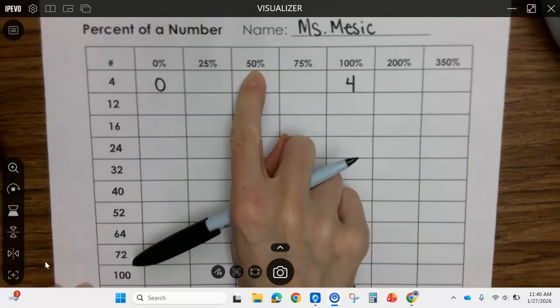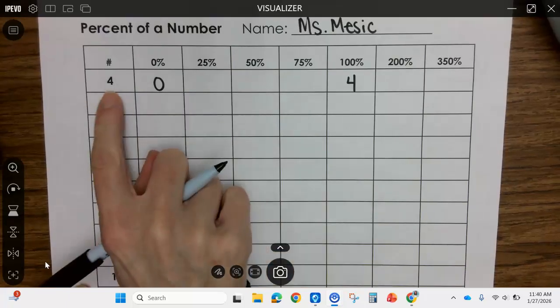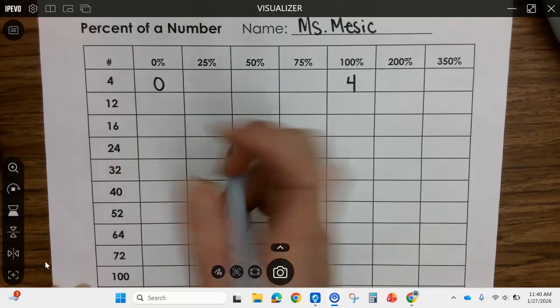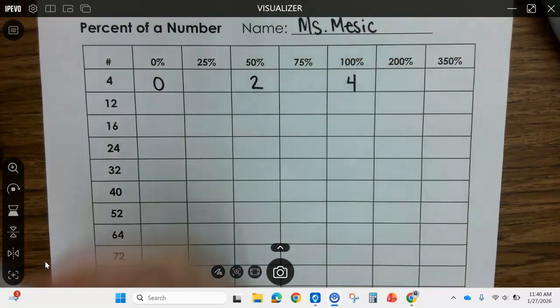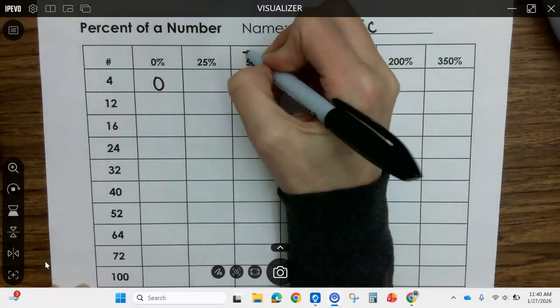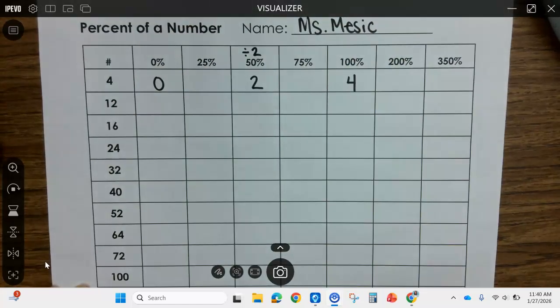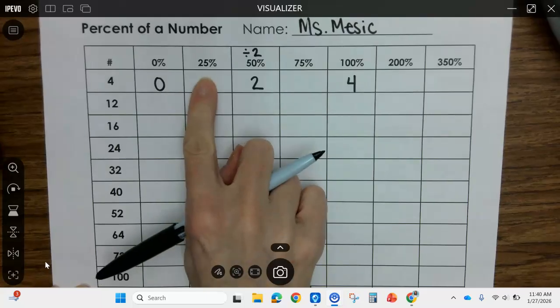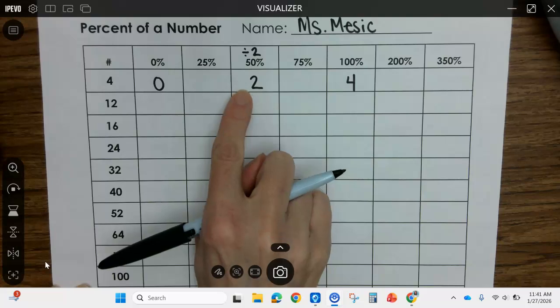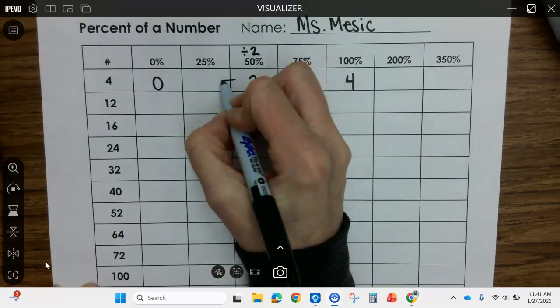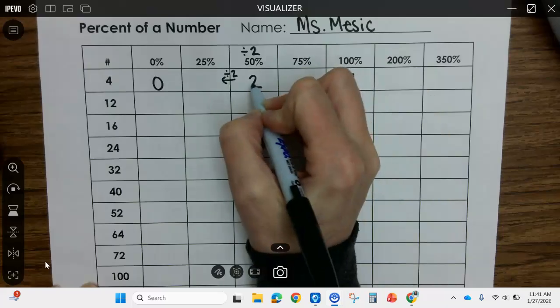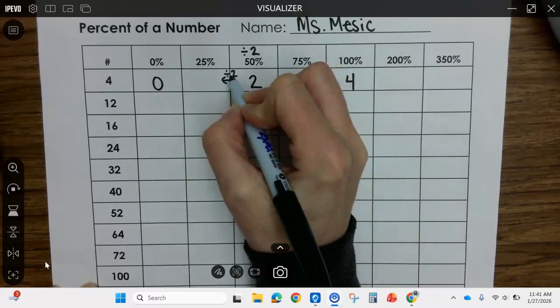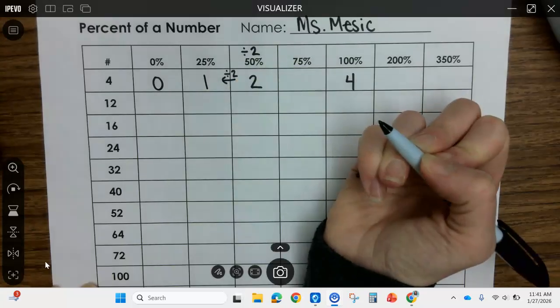50%, that means half. So if I give you half of 4, that means you would get 2. And if you can't think of what's half, half means you divide the number by 2. All right, 25% is half of half. So I'm going to take this number and divide that one by 2. So 2 divided by 2, or half of 2, would be 1.